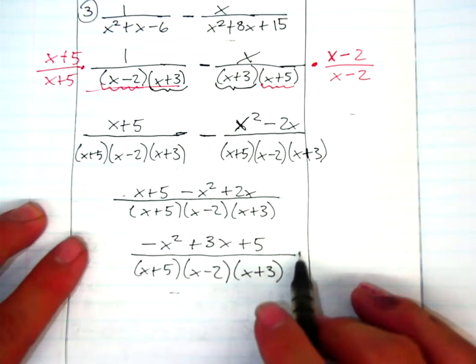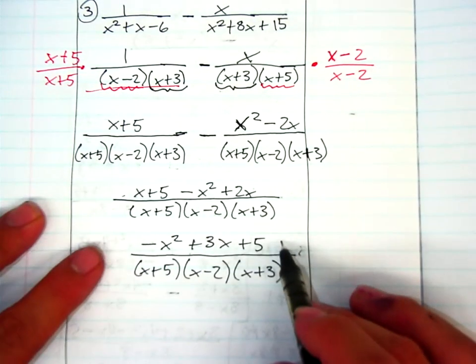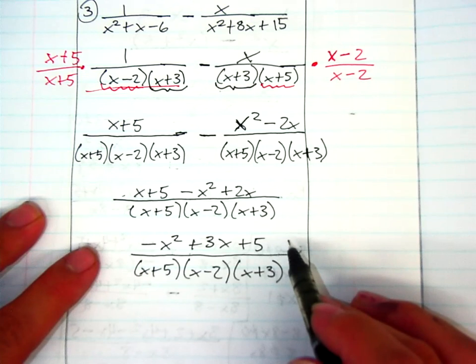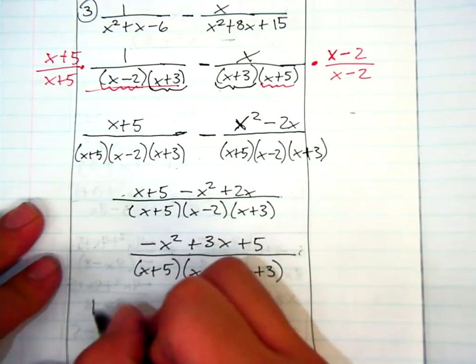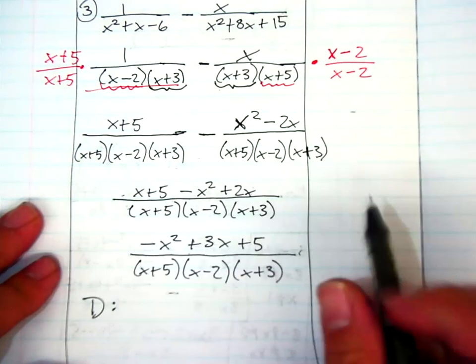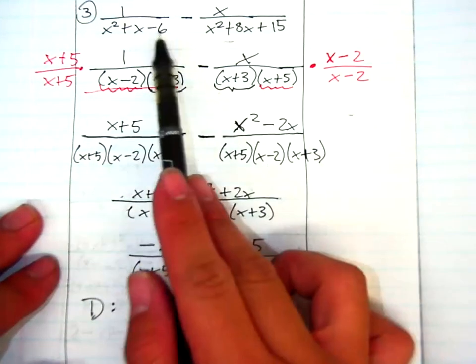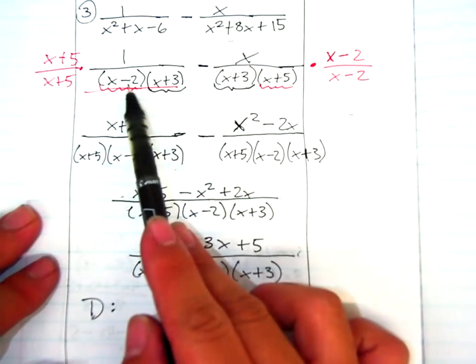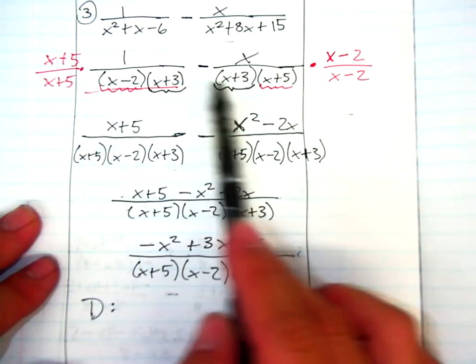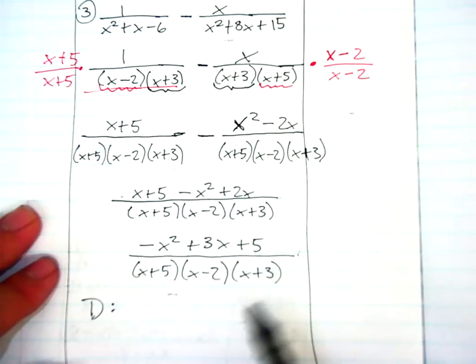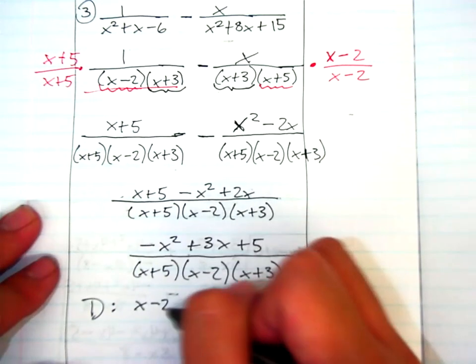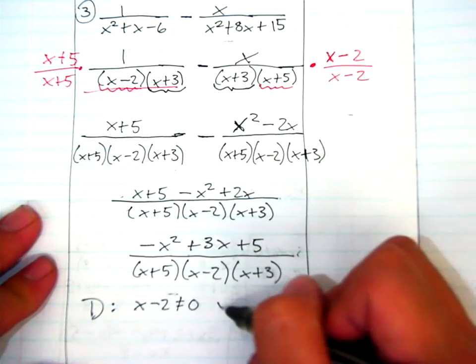Looking at this right now, I know there's no way I'm going to be able to factor it, so I'm pretty much done at this point. Only thing left to do is to identify our domain. Starting from here, when we factored them out, we got x minus 2, x plus 3, x plus 3, and x plus 5. Which means I know that all of these cannot equal 0.